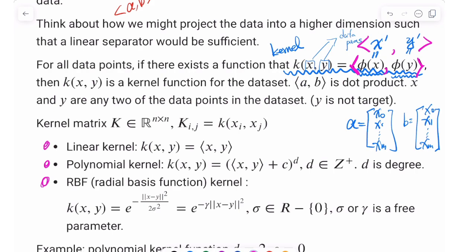The first one is called linear kernel. That means, as we mentioned before, the kernel function should be defined as phi x and phi y, right? It's a dot product of phi x and phi y. But in linear kernel, it assumes that the phi function is a dummy function. It simply just outputs X and Y. So that is simply just a dummy function.